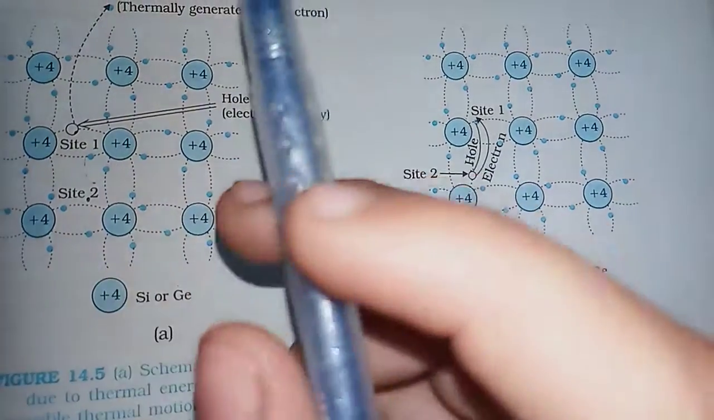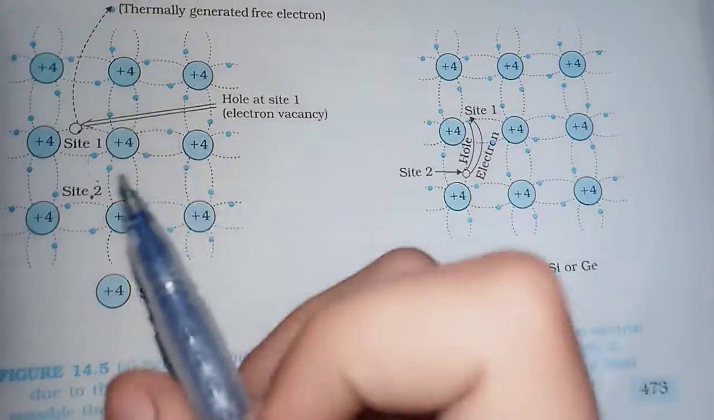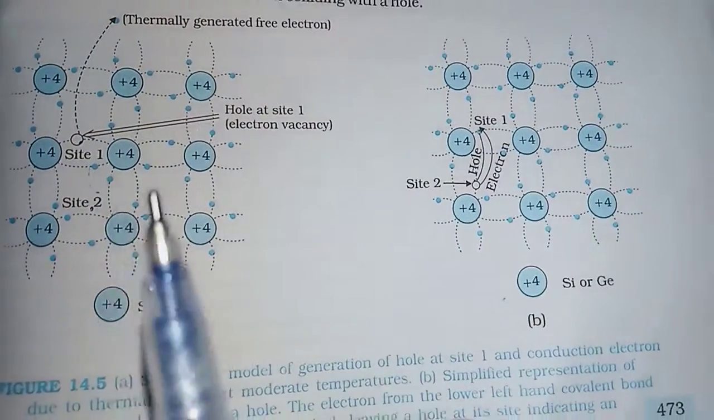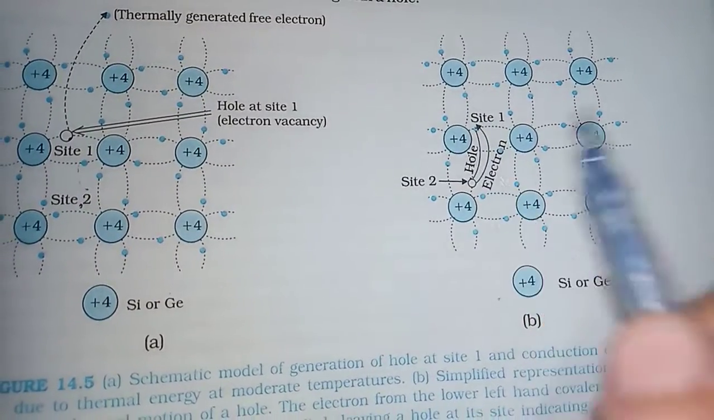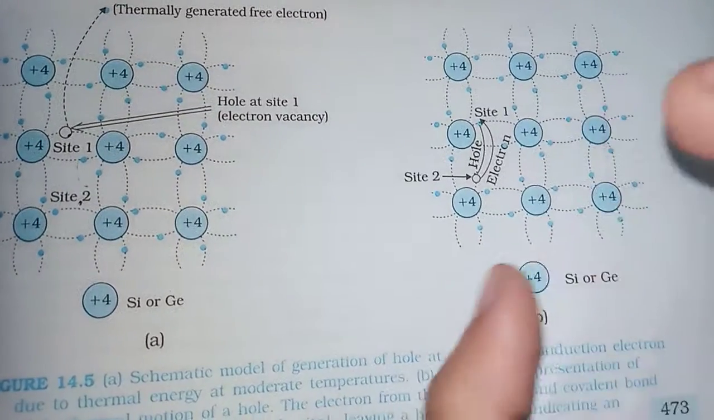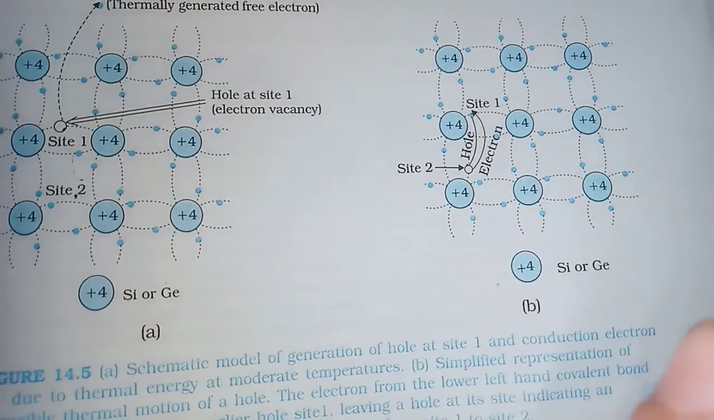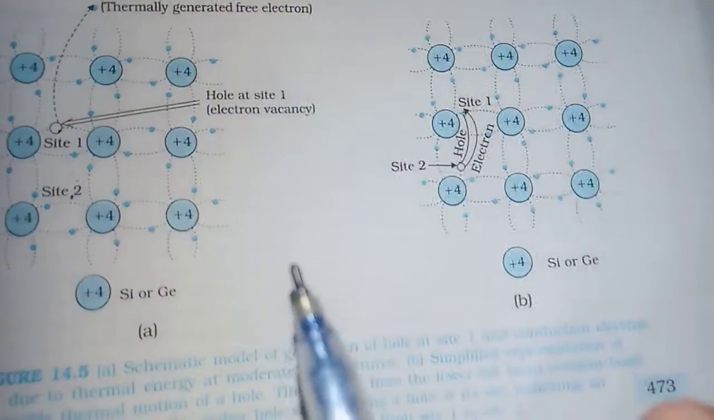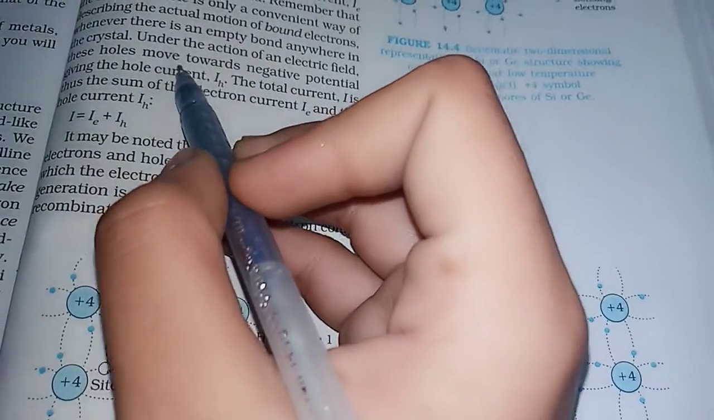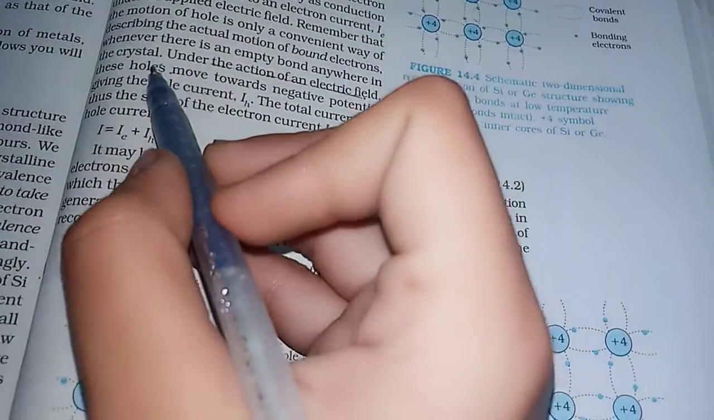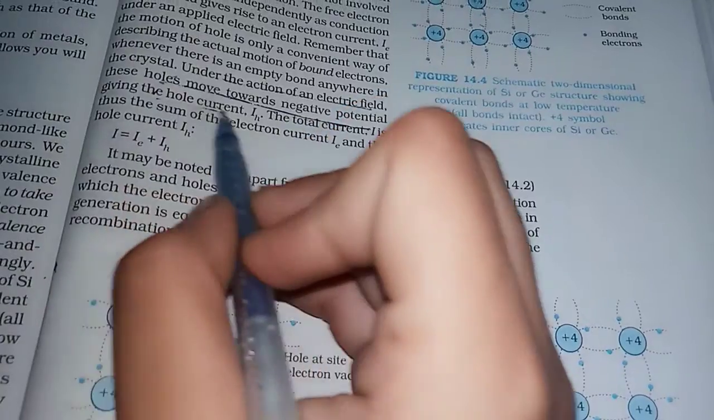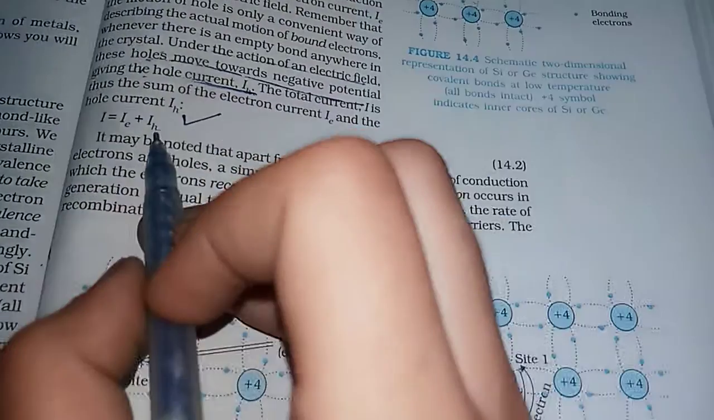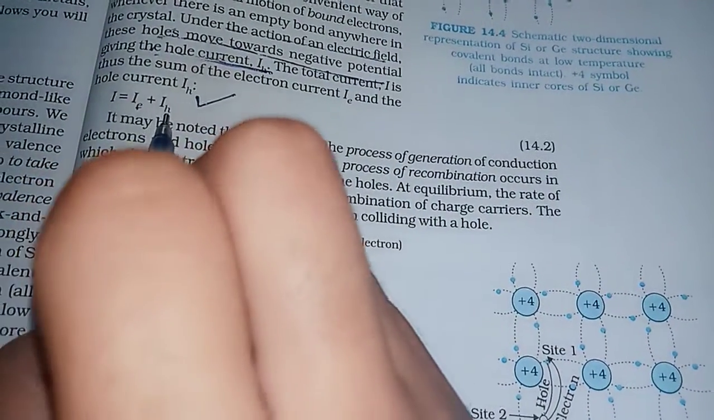अगर ये इधर उधर होगा, इनकी मूवमेंट होगी, अगर मूवमेंट होगी तो कंडक्शन होगी, कंडक्शन होगी तो करंट भी आएगा इलेक्ट्रिक फील्ड लगने पे. और जो मोशन है होल्स का, एक कन्वीनियंट मेथड है बाउंड इलेक्ट्रॉन्स को मूव करवाने का जब एम्प्टी बॉन्ड होता है क्रिस्टल में. और इलेक्ट्रिक फील्ड के एक्शन के अंदर जो होल है वो नेगेटिव पोटेंशियल की तरफ मूव करता है. So under the action of electric field the holes move toward the negative potential, which will generate the hole current. Total current is I electron plus I hole, meaning the sum of the electron current and the hole current.